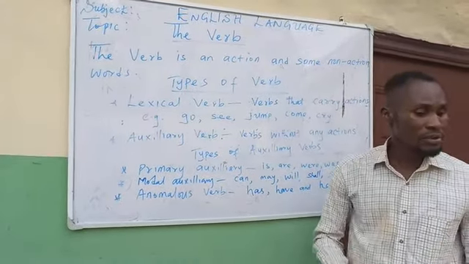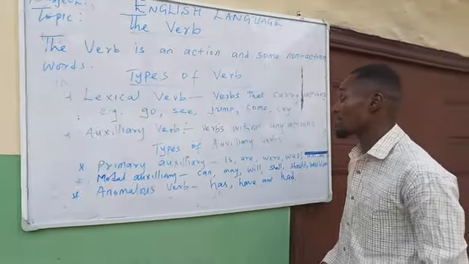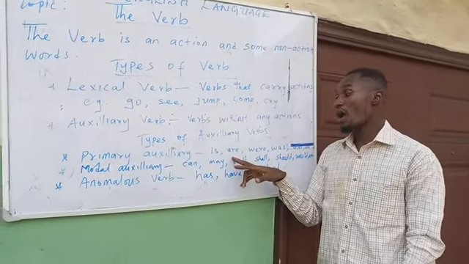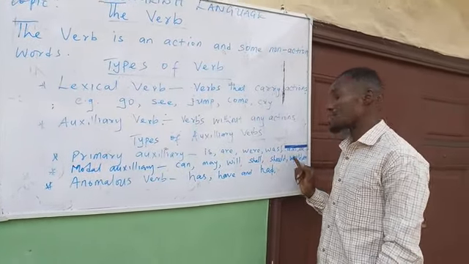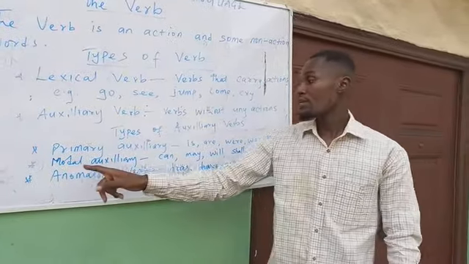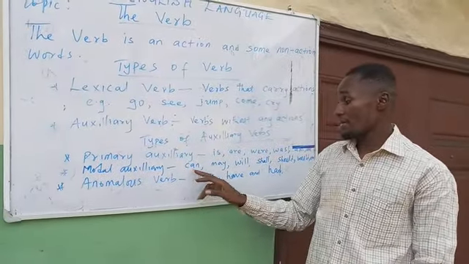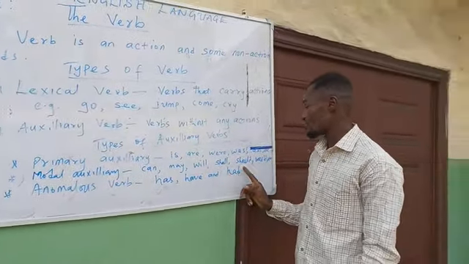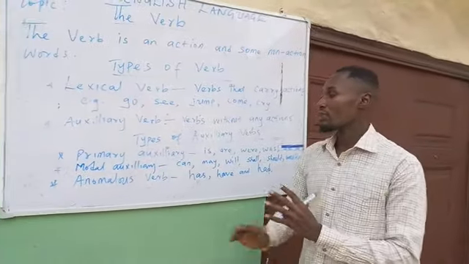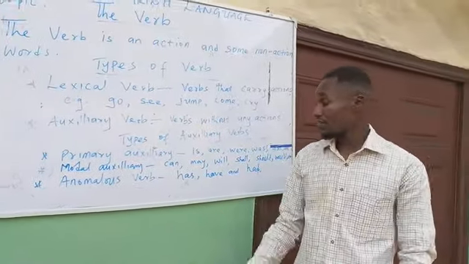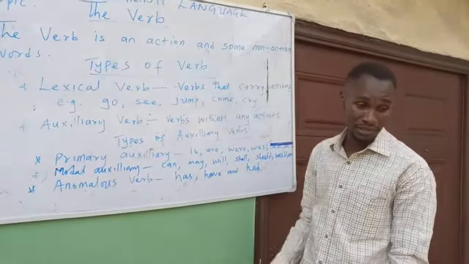So what are the primary auxiliary verbs? The primary auxiliary verbs are is, are, were, was, am. That is it. The modal auxiliary verbs are can, may, will, shall, should, would. That is it. The anomalous verbs are just three in number. They are has, have, and had.